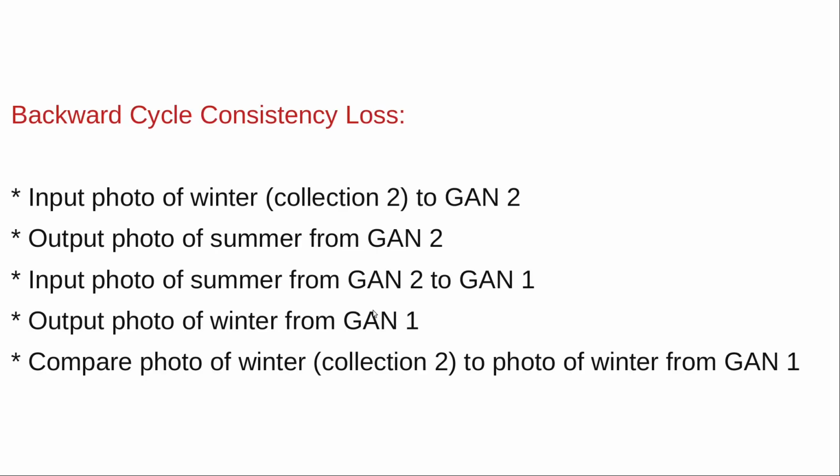Now exactly the same process but in the opposite direction will be your backward cycle consistency loss. So in this case, input photos of winter to GAN2, that will output summer images. Then take the output of GAN2 and pass them as input to GAN1. Then the output of GAN1 again will be winter photos. Now compare these reconstructed winter photos after these two GAN cycles with the original winter photos, and that will be your backward cycle consistency loss.